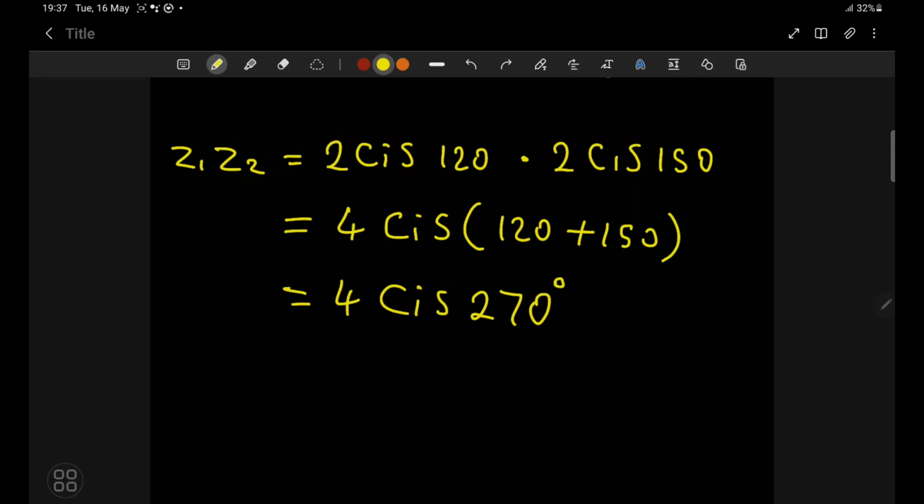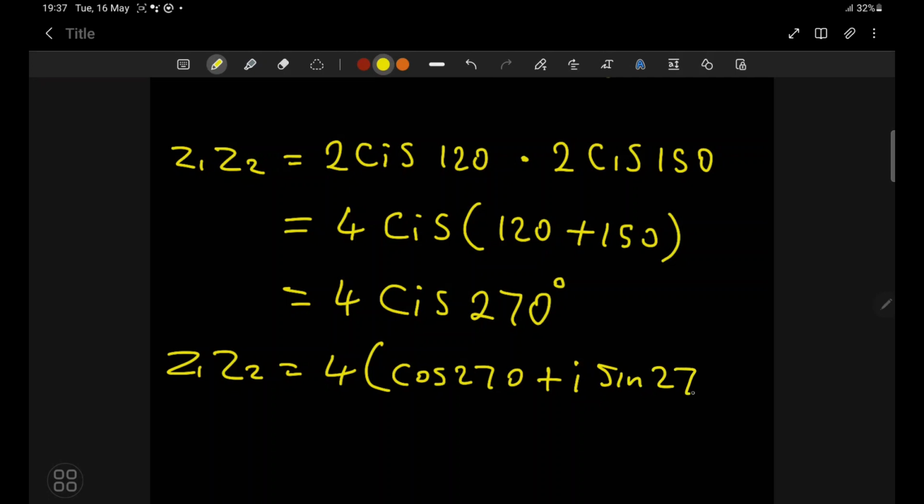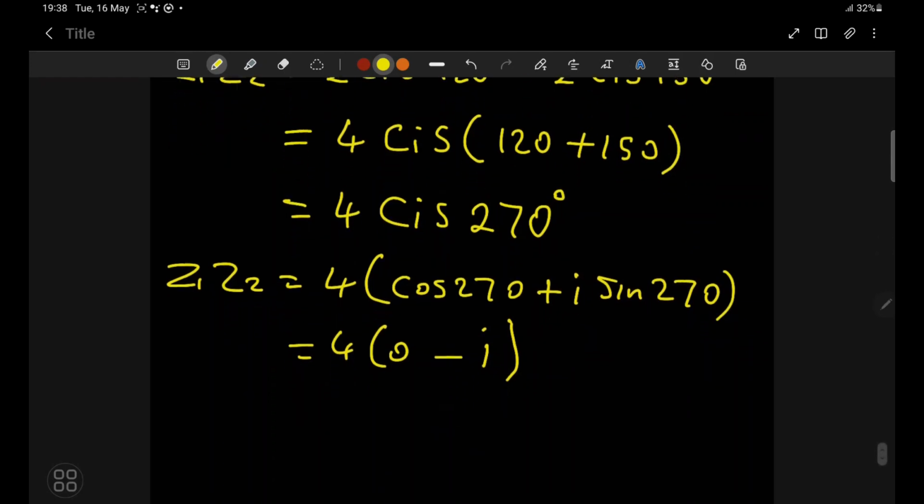So we're told to leave the answer in standard or rectangular form. So we'll just rewrite it as 4 times cos 270 plus i sine 270. Then from here we can find the values. Cos 270 is 0, and sine 270 is negative 1. So we just have negative i. Then if we multiply 4 throughout, we just have negative 4i, and that's our value.